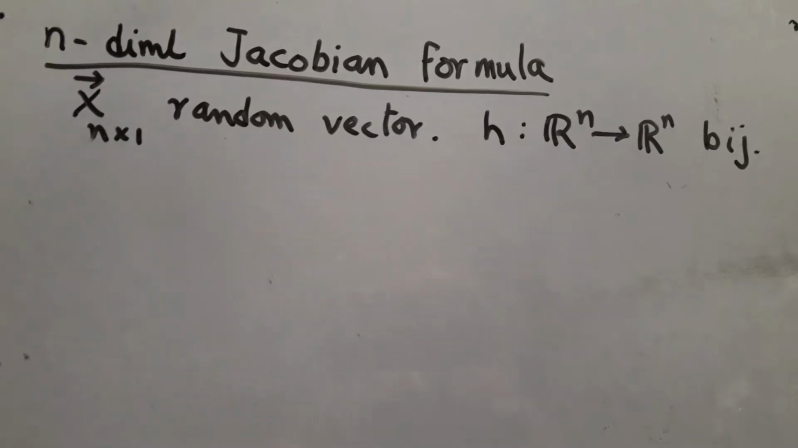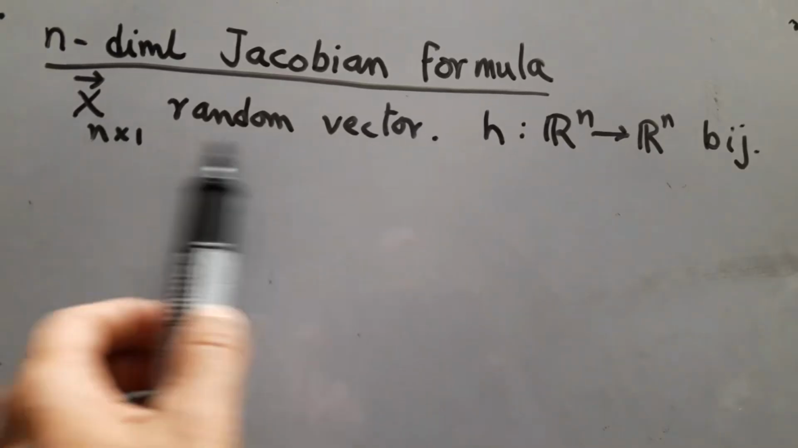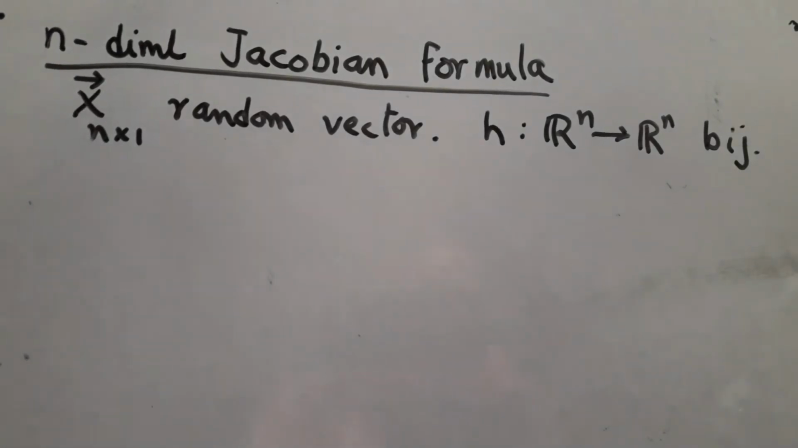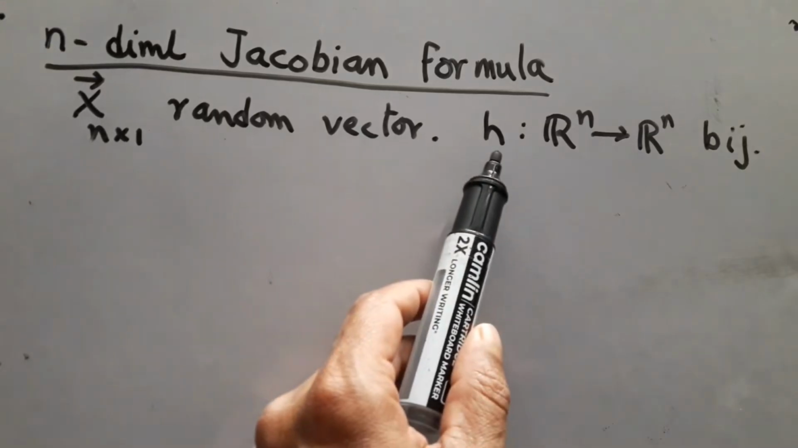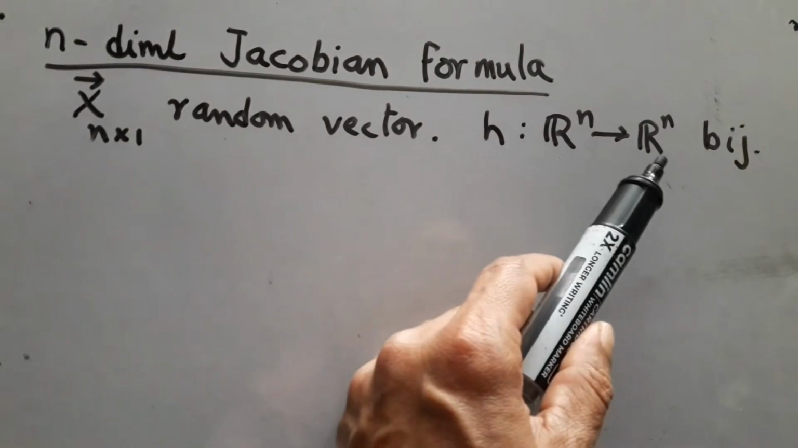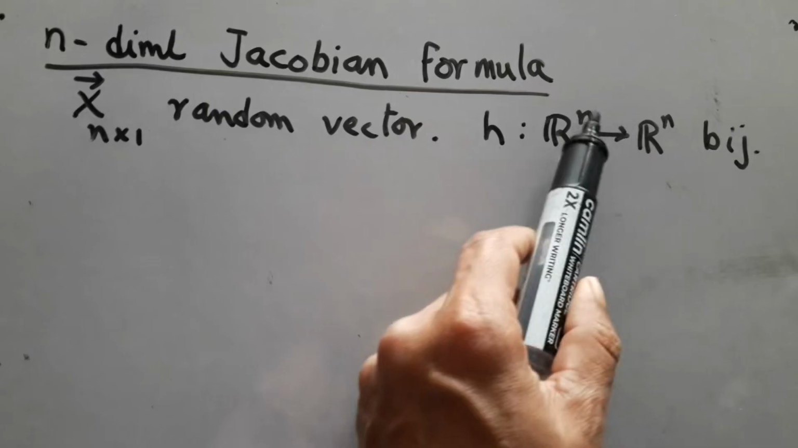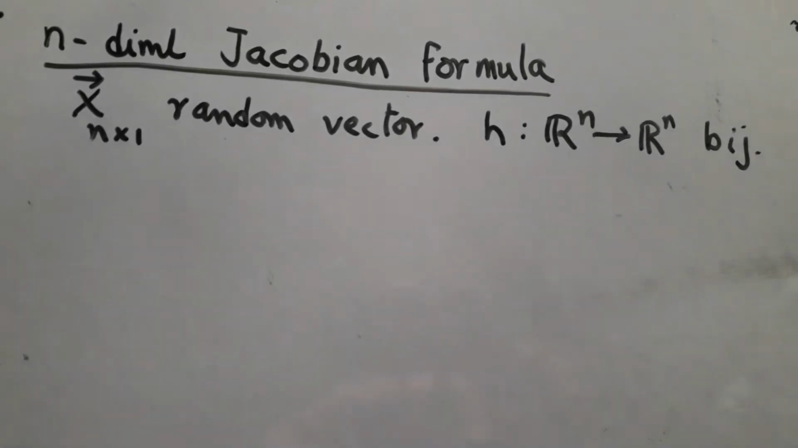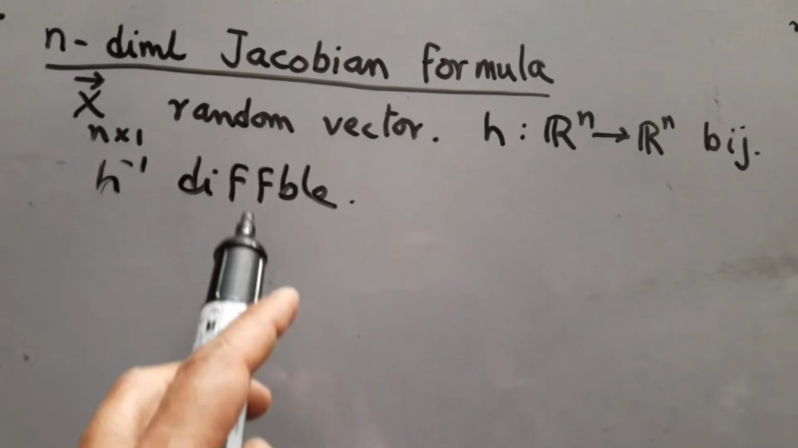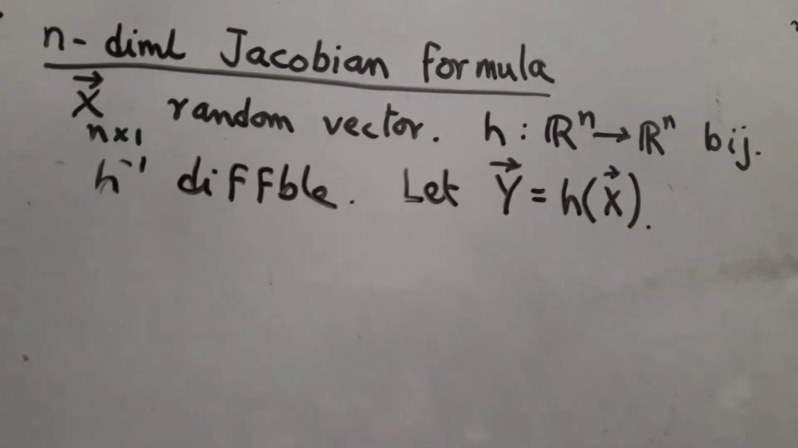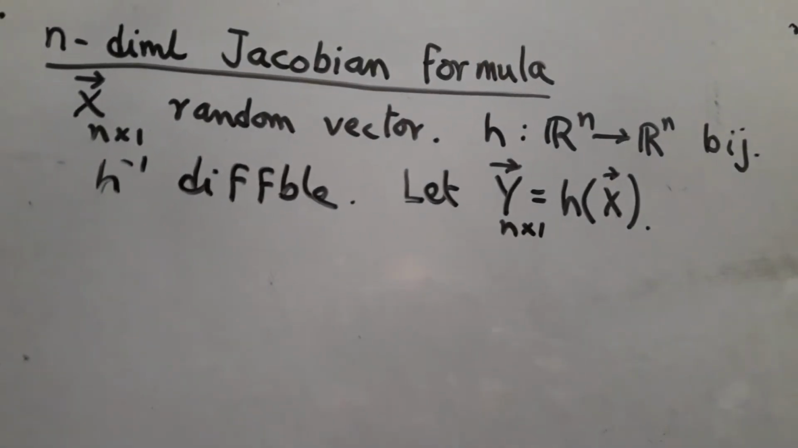So this is the n-dimensional Jacobian formula. We start with a random vector, n cross 1, which means it consists of components x1 to xn jointly distributed, and the transforming function h from Rn to Rn. This is for the case where both the domain and the codomain have the same n, and it has to be a bijection. We assume H inverse is differentiable. We already know what is meant by multivariate differentiability. Let the result of the transformation be denoted by y, which is also an n-dimensional random vector.